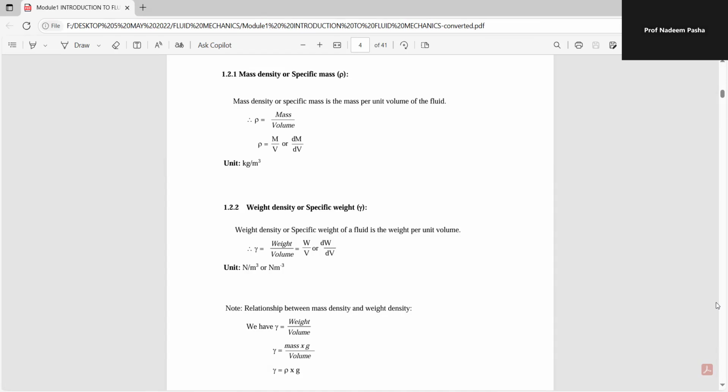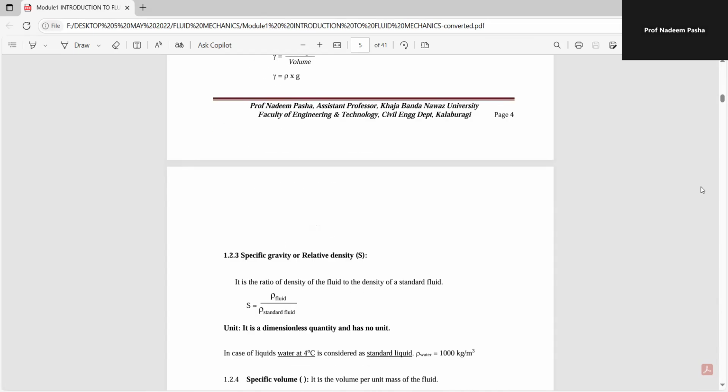As I said, you have to remember this relation between mass density and weight density. We have gamma is equal to weight by volume. Weight is nothing but m into g. So mass by volume is rho, and your gamma is equal to rho into g. This formula, the relation between specific weight and specific mass, gamma is equal to rho into g, will be very helpful when you solve problems.